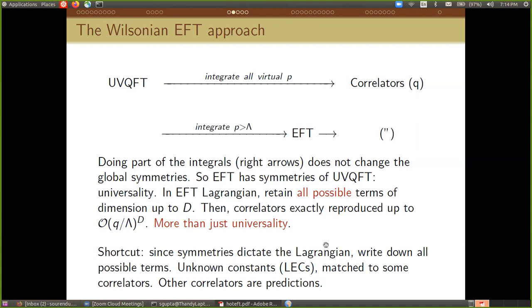For each term in the Lagrangian, there's a coupling constant, which is unknown. This is called a low energy constant, typically LEC. You'll have to find a value of these unknown constants by matching to some correlator. So you have to give enough inputs to get all the unknown constants. Then you have defined the EFT Lagrangian completely, and then you can use it to give other correlators. They're all predictions.